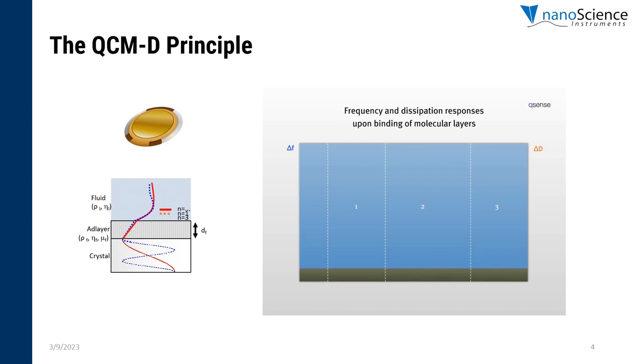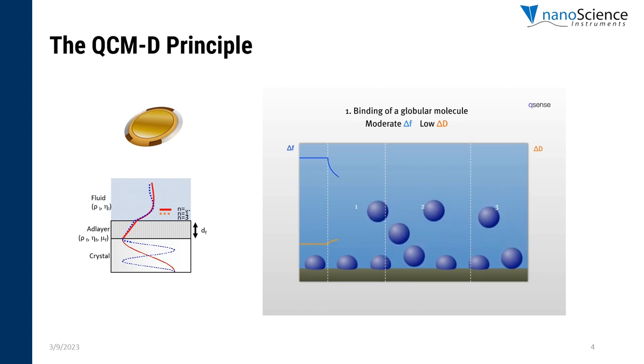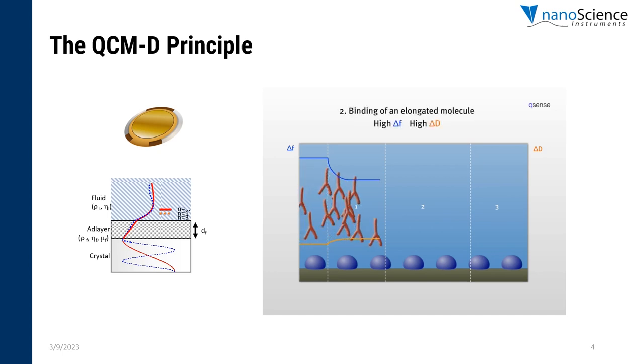And here is an example of F and D responses upon binding of molecular layers. The left axis represents frequency shift and the right axis represents dissipation shift. Blue is frequency and the orange curve is dissipation. So when a molecule adsorbs, frequency goes down. This molecular layer in this case wasn't that soft, so dissipation is only slightly high.